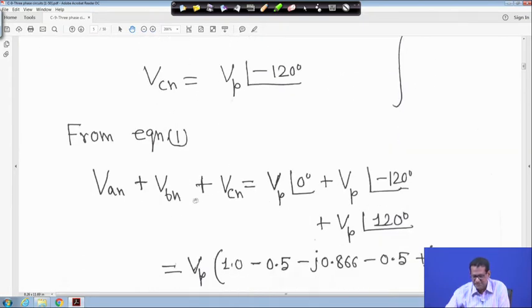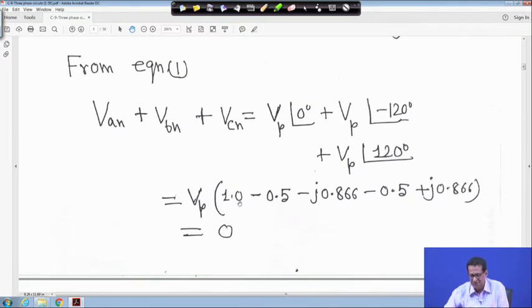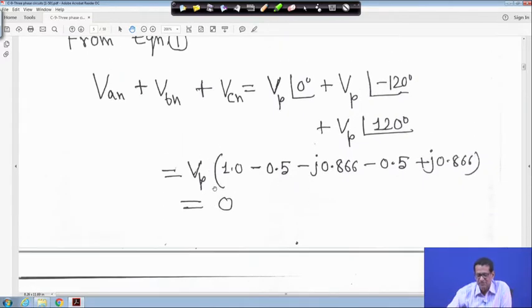Now from equation 1, VAN plus VBN plus VCN: VAN is equal to VP angle 0 degree, plus VBN equal to VP angle minus 120 degree, plus VP angle 120 degree. If you simplify, it will be 1 minus 0.5 minus j 0.866, then minus 0.5 plus j 0.866. It will become 0. So for a balanced source, VAN plus VBN plus VCN must be equal to 0.